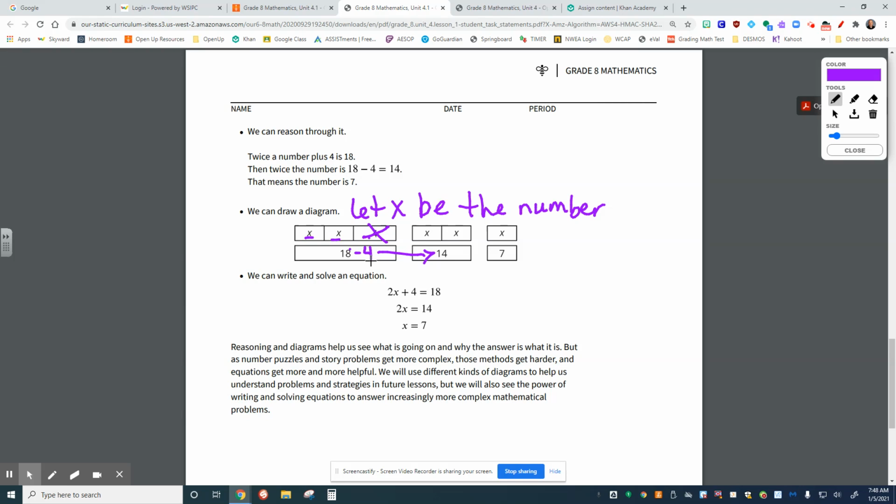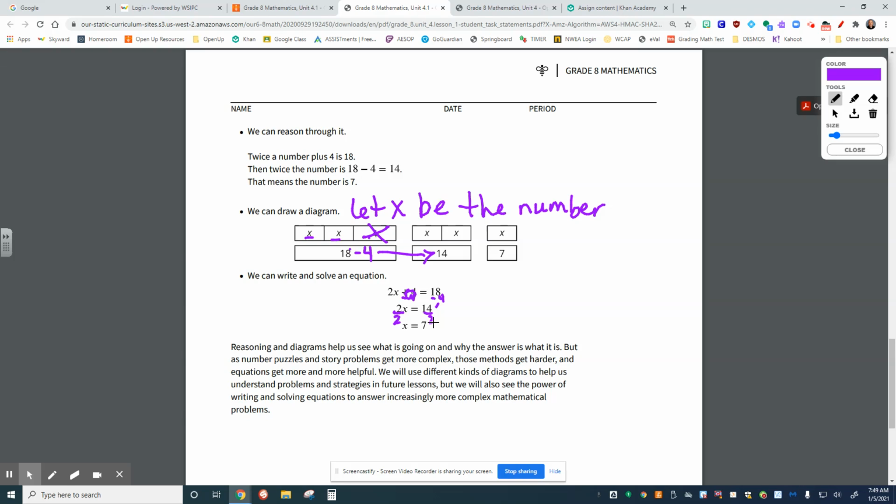Or we can write it out as an equation like this, where I see that 2x plus 4 is equal to 18. We know this is 2 times x, which is super important to remember. And then I would remove the 4 from both expressions to simplify this expression. So we have 2 times a number is 14. And then I need to undo the multiplication by dividing by 2 from each expression. And I find out that the number was actually 7.